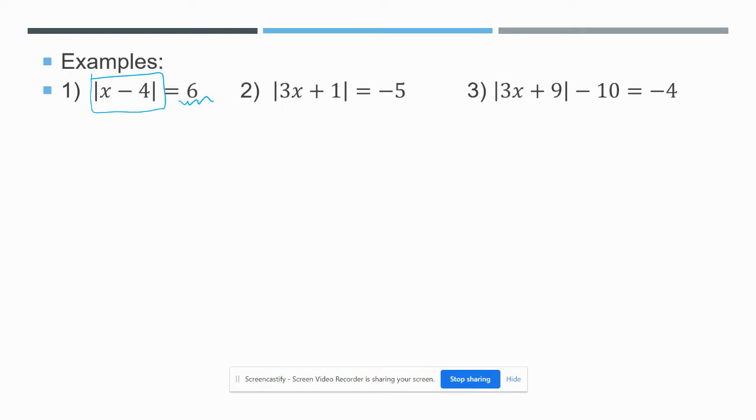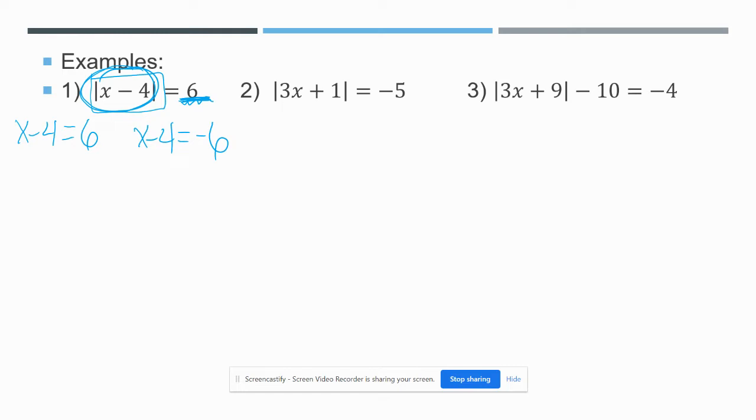Now that I've checked those two things, then we say x minus 4 is equal to 6, just like it says, without the absolute value. And then we say x minus 4 is equal to negative 6. And the reason why is because we have absolute value. So what numbers are 6 units away from 0? Positive 6 and negative 6.